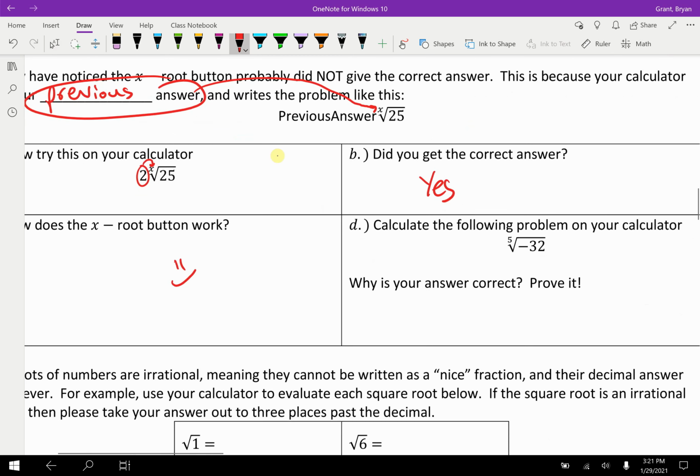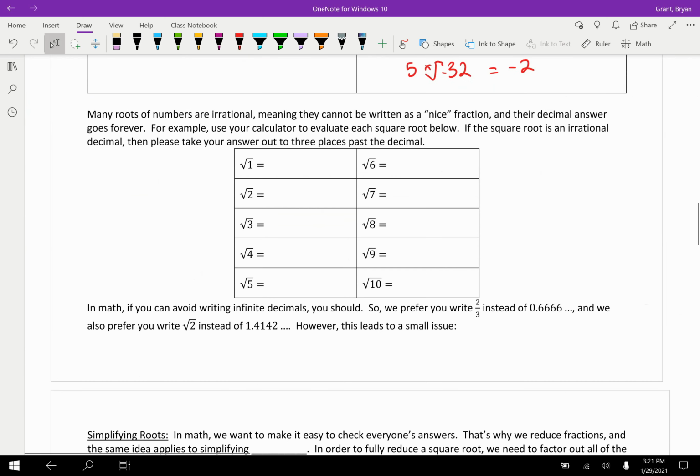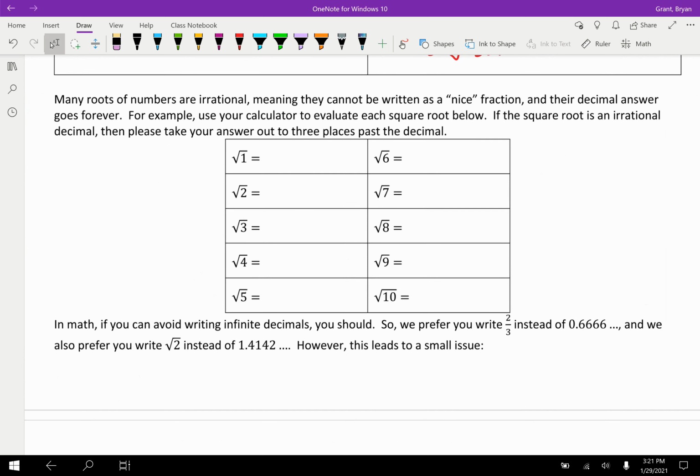Okay. Same thing over here. If you try the 5th root of negative 32, you do 5 and then you do the x root and then you do 32, negative 32, sorry, and that should give you negative 2. All right, moving on to the end of this page. See, we're already going faster.